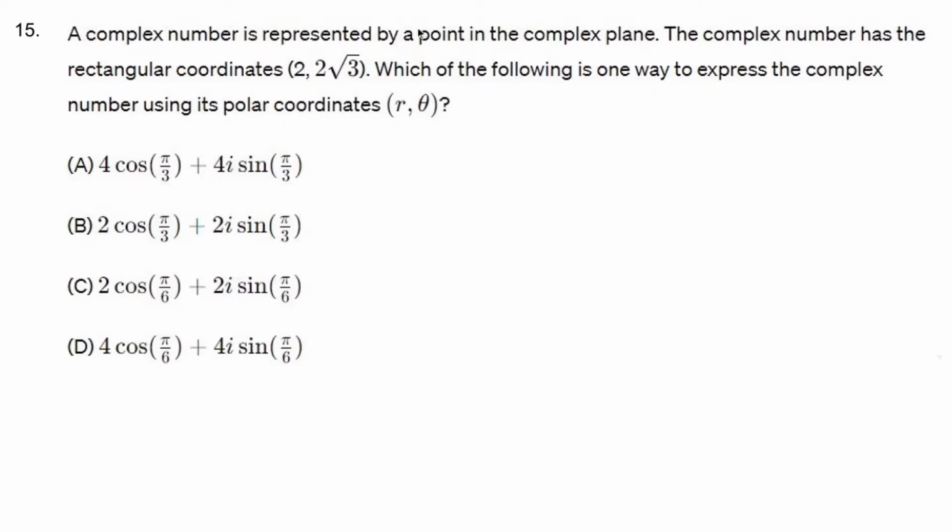Hope this helps. A complex number is represented by a point in the complex plane. The complex number has the rectangular coordinates 2 root 3. Which of the following is one way to express the complex number using its polar coordinates? Well, this is how complex numbers work. You treat it like a regular old point, all right? And this would be like the real axis, and this would be the imaginary axis. So if I were to pretend that this is a point in the regular rectangular plane, you would go right 2, and then you would go up.